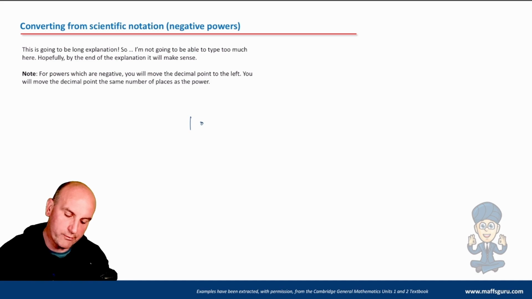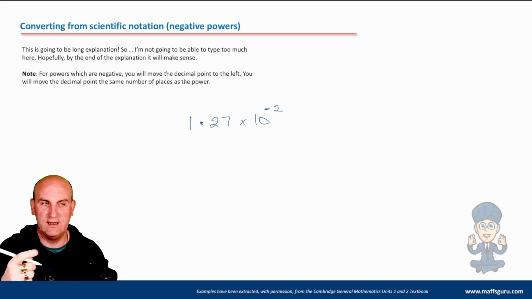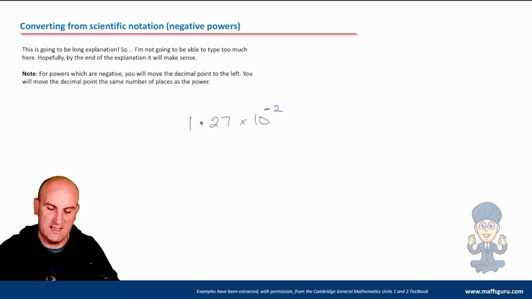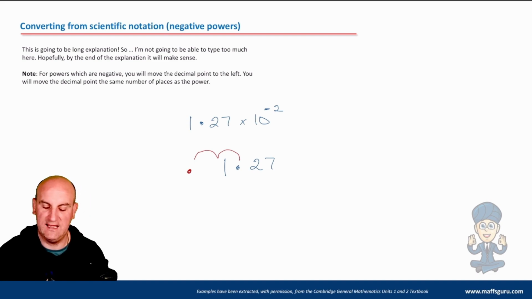So if I had 1.27 times 10 in this situation to the minus 2. Now the minus 2 basically means that we've moved it to the right, getting it into that number. So I'd have to move it to the left, he says, trying to get this the right way, to the left to undo it. How many places am I going to move it? I'm going to move it 2. So there was my 1.27. I'm going to move it 2 places to the left. 1, 2. So that's where my decimal point is going to end up.